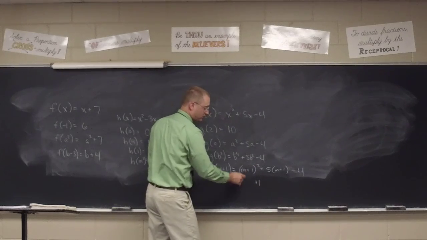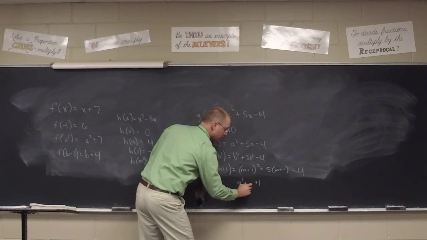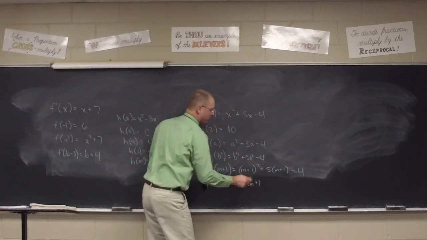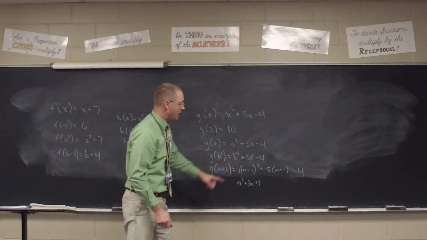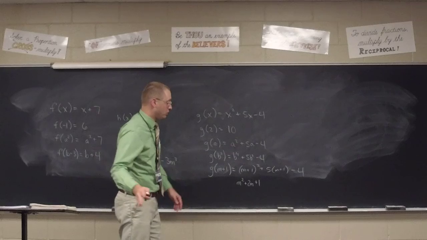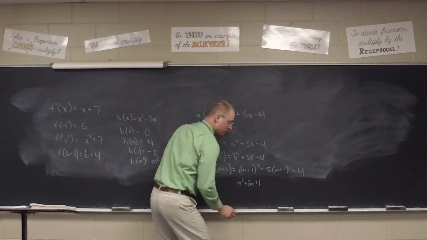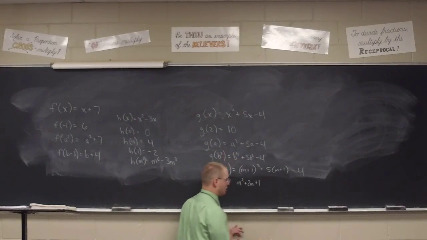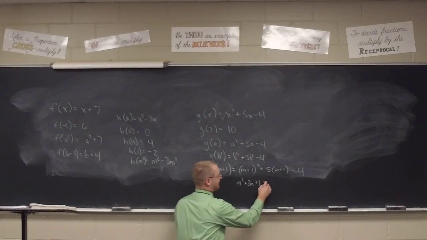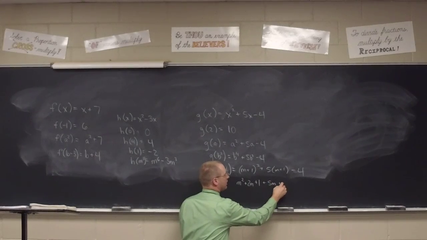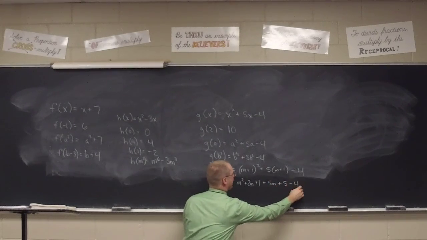Multiply 1m, double it to get m squared, 2m. Remember, when you double something, just times 2. So 1m doubles to 2m. And then of course with the 5, I'm going to need to distribute, that's the term for it, to get plus 5m plus 5. And of course we have the negative 4 here.